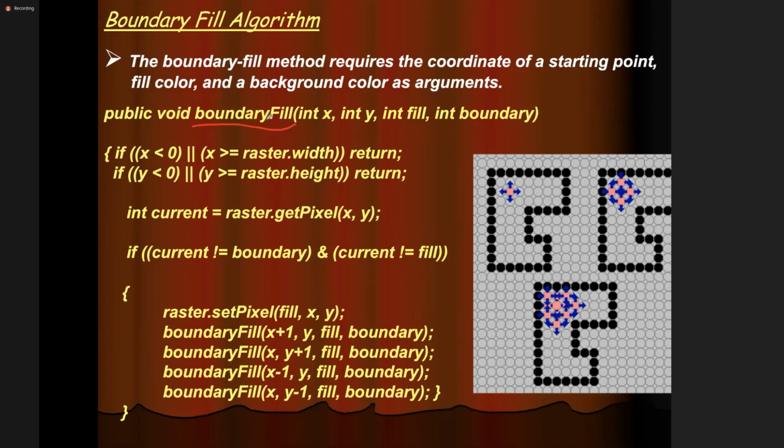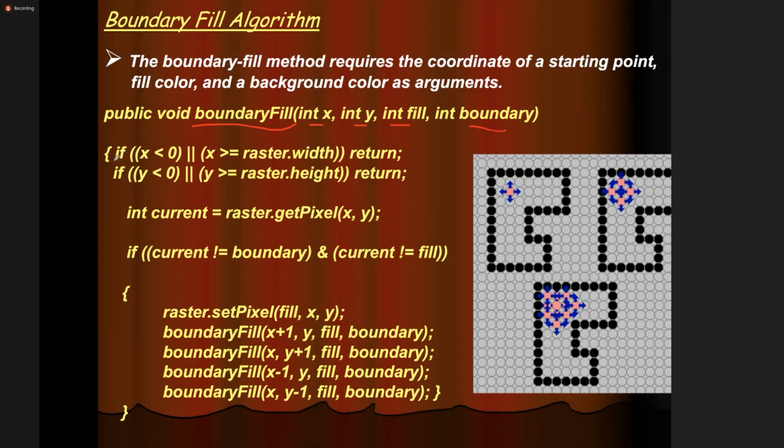Now, in this boundary fill algorithm, we have the parameters integer x, y, the coordinates of a given pixel. Integer fill means the color value to be filled. Then we have integer boundary, which means the boundary color value. All the colors are represented by integers. So the fill color and boundary color are both available there.